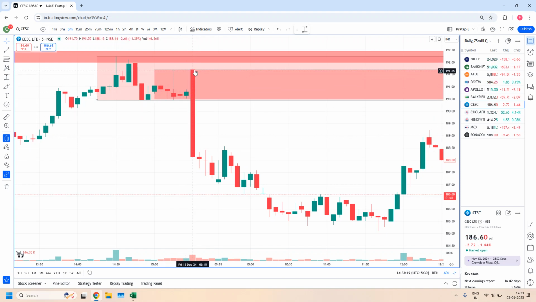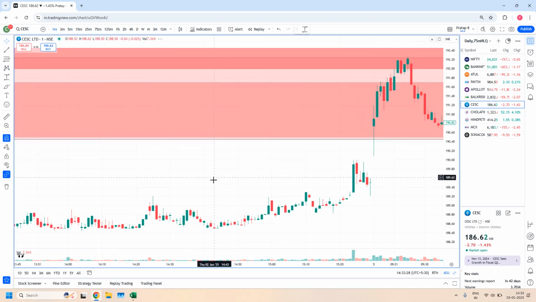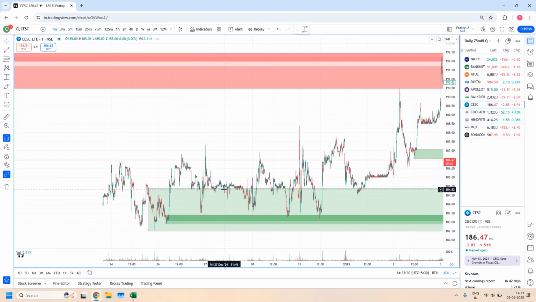First of all, we don't know whether this candle opened here because of a freak trade or it really opened here. You may not know properly. Go to 1 minute, you get clarity. 1 minute time frame.